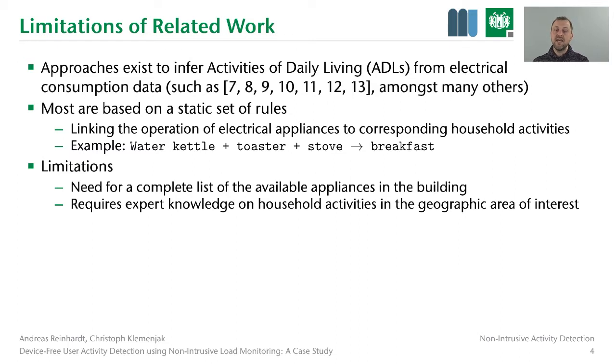For example, if you would observe binary indicators about the operation of a water kettle and a toaster and a stove, then through expert knowledge, that could be annotated as being a breakfast activity. So these static rules are easy to define, but they require a lot of expert knowledge because there might be ambiguous activities that rely on the same appliances, or at least a big subset thereof, but still would be different activities.